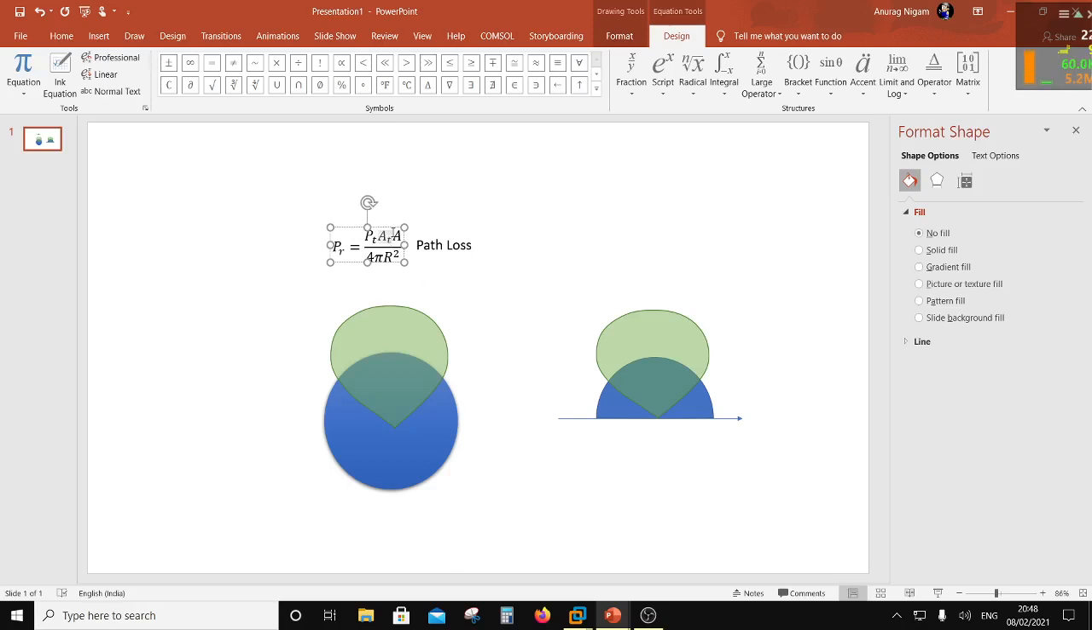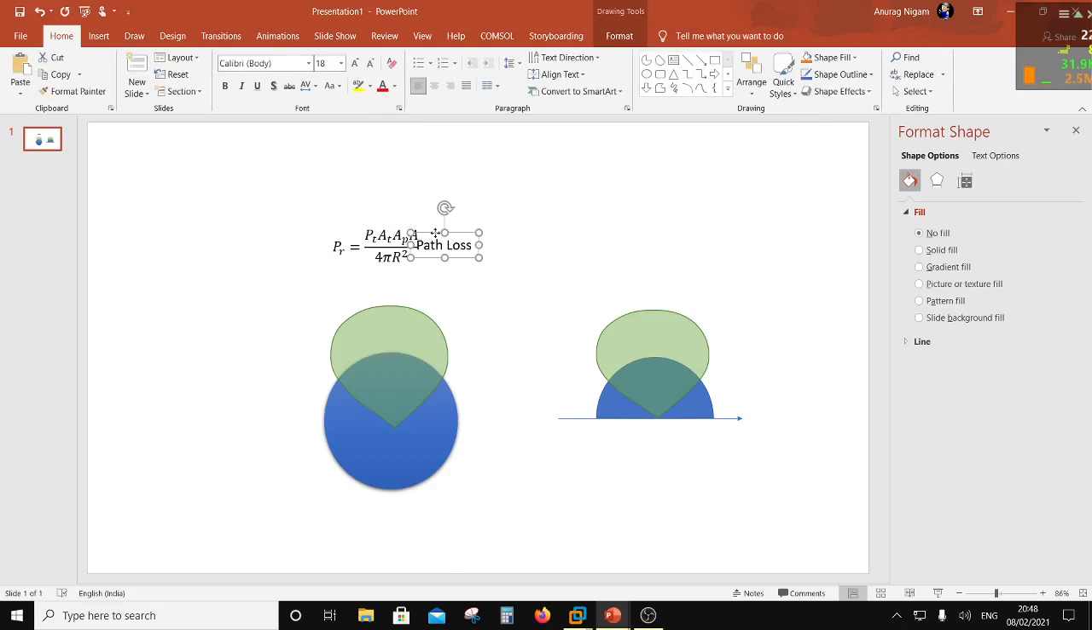And this is an aperture. This is not the antenna gain. This is an aperture. So let's just make sure that this is an aperture, AP, the receiving antenna aperture. This is the area. This is not the gain, right?